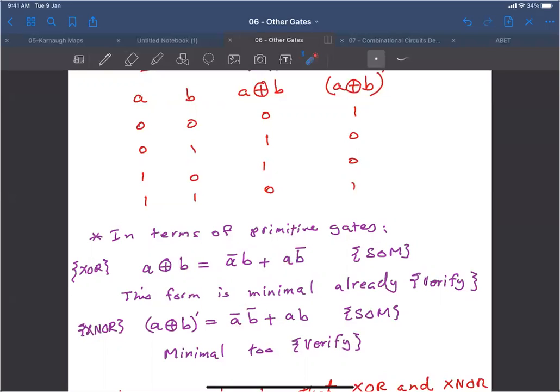So this is the simplest form for the XOR and XNOR gate, and it is always the case for XOR and XNOR gates. No matter how many inputs you have, they will not be reducible.